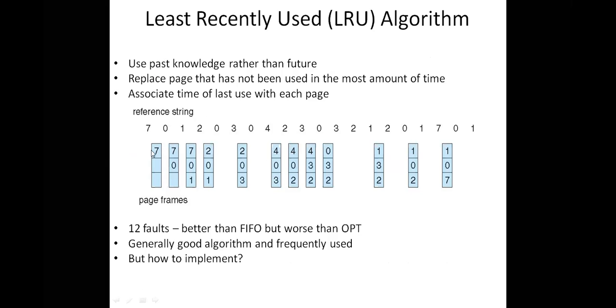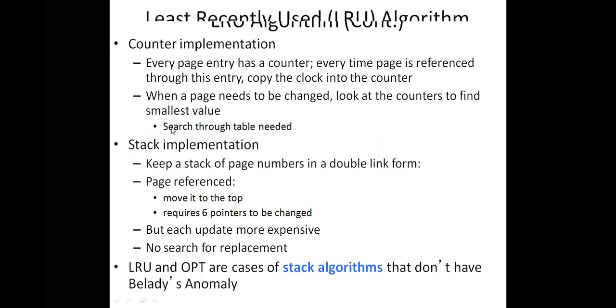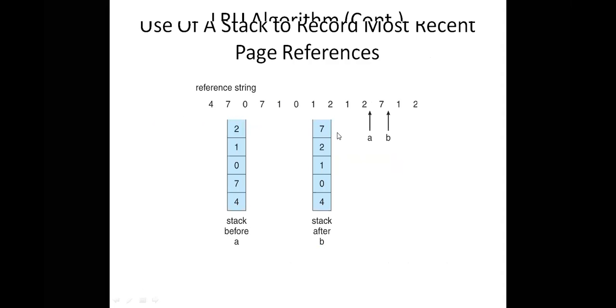For each page, for example 7, at what time was 7 referred? That clock time is kept in the counter. Again, when you refer to 0, when did you refer to 0 last time? That is maintained by the counter. Like that, every page entry has a counter. Every time a page is referenced, copy the clock into the counter so that you can know when it was last referred.